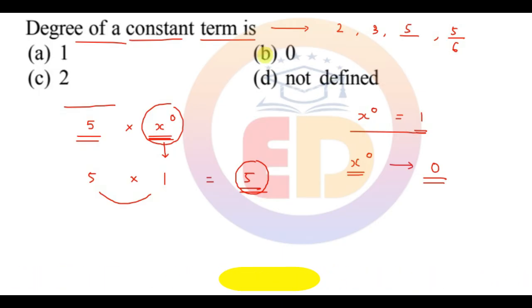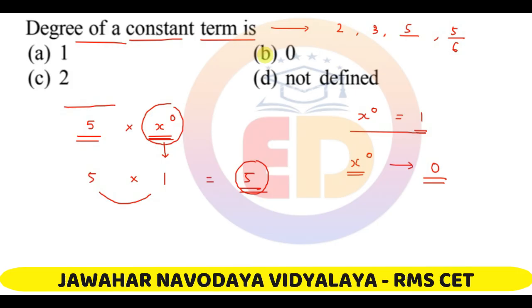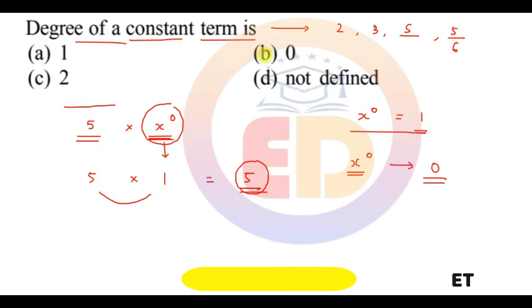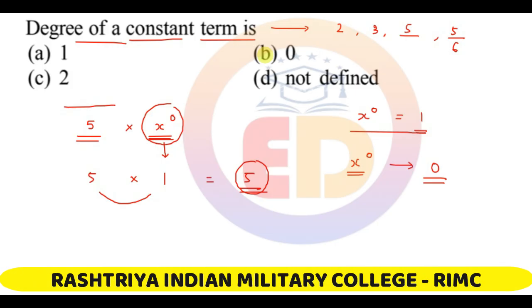This term is actually mentioned in most of the reference books. However, they do not explain why the degree of a constant term is 0. But I hope now it is clear.